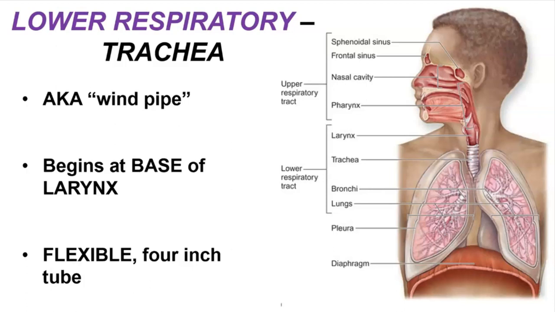The trachea is approximately 4 inches long, extending to an inferior point where it splits into two structures that are called the primary bronchi. The primary bronchi are the airways that will enter the lungs.